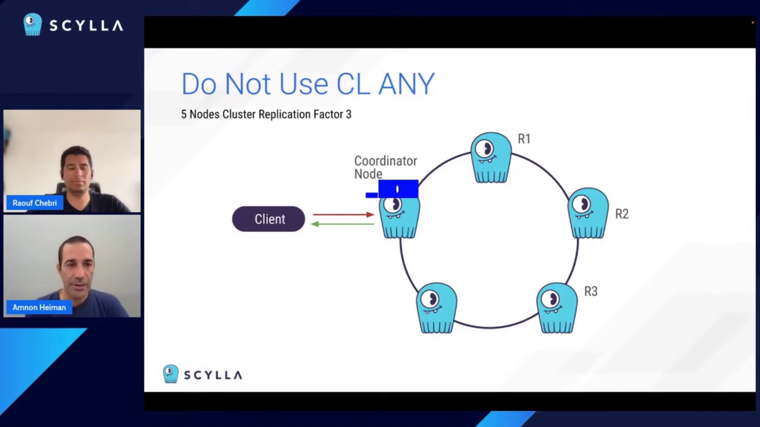Now, the first situation is where the coordinator gets a request and immediately replies. That's called consistency level ANY. In this situation, in case the coordinator crashed at that point in time, the information is gone, even though the client got an okay. So consistency level ANY is supported because it's part of the CQL protocol, but it's a bad idea to use it. So don't use CQL ANY, never.